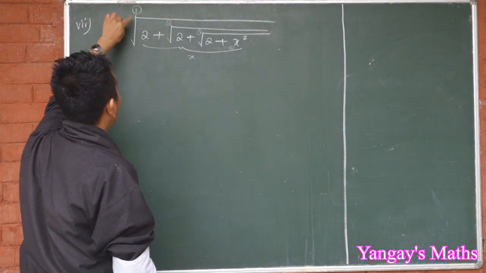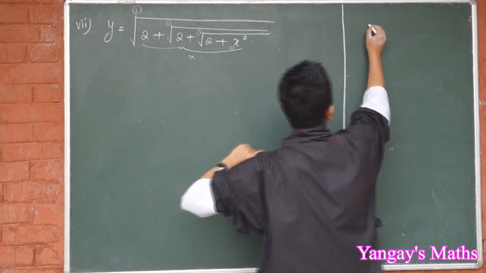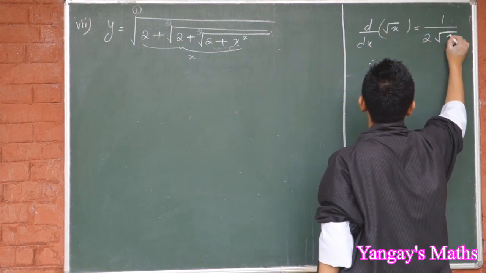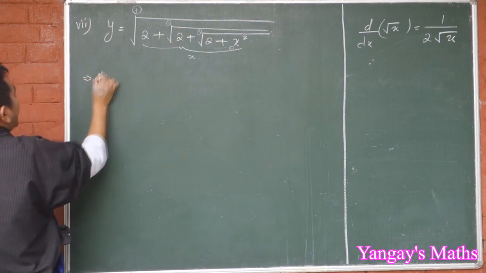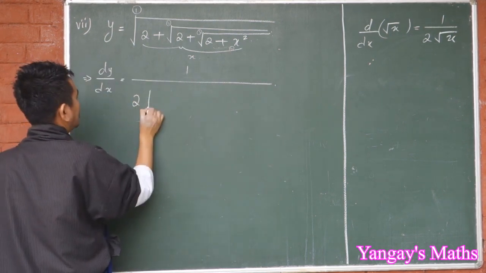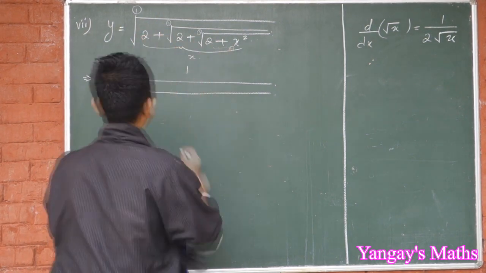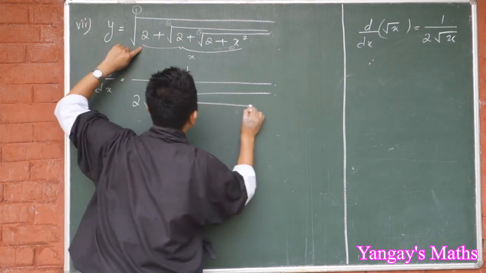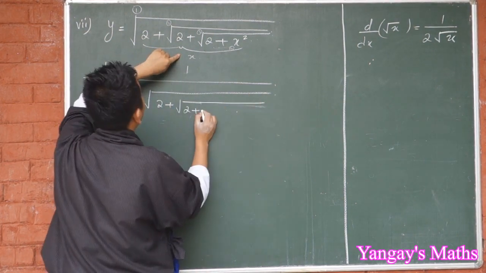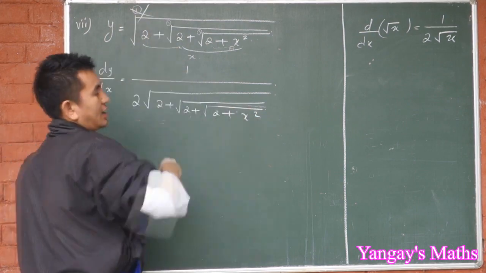So let me go with number 1. When you go with number 1, assume the second, third, and fourth function as x. So definitely this will become root x. So you know the special case for root x. What's the differentiation of root x? It is 1 over 2 root x. So therefore, when you differentiate, we have dy by dx equivalent to 1 over 2 root of x. But in place of x will be the second, third, fourth function. So that means here it is 2 plus root of 2 plus root of 2 plus x squared. So that means this number 1 is done.